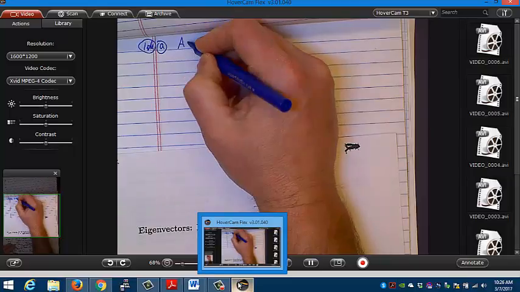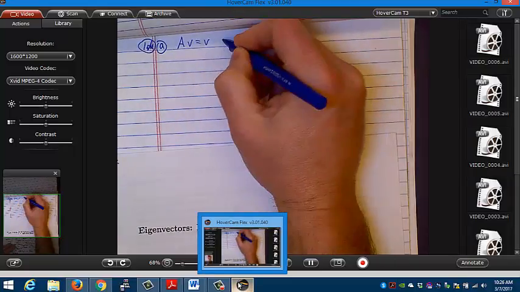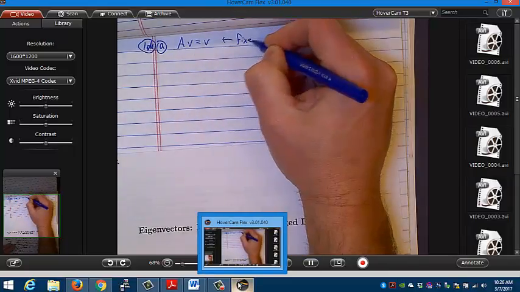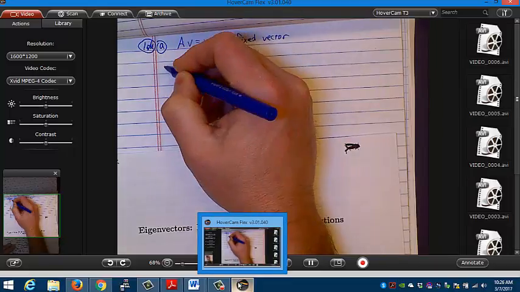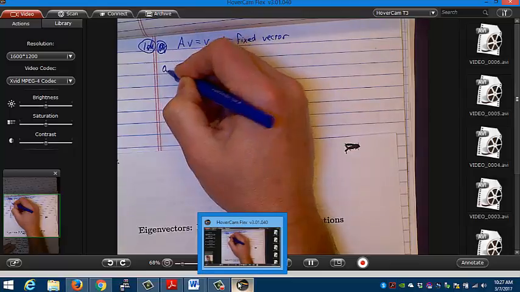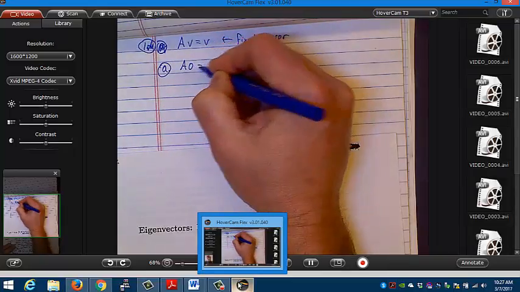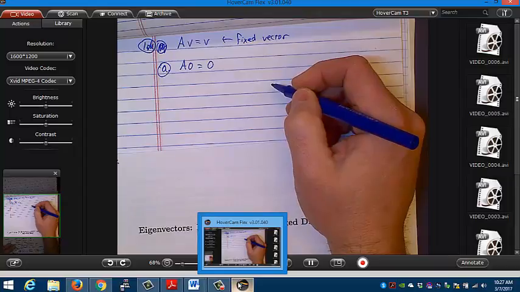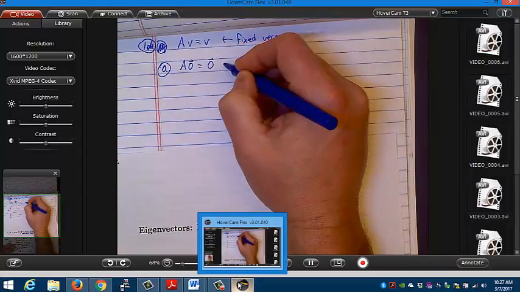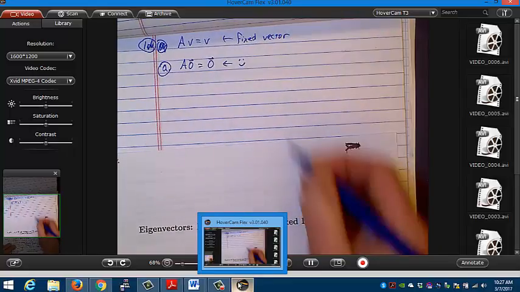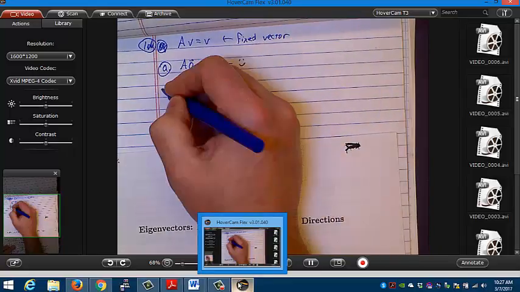So I need, A V equals V is what it means to be a fixed vector. So part A just is, do you believe that A times 0 equals 0? And these are vectors, right? True? I'll say yes, we believe that. So there's my proof.